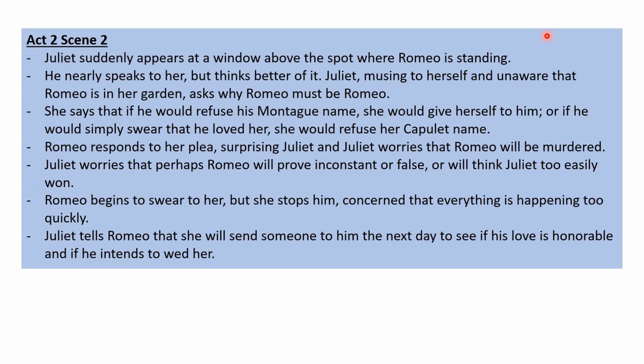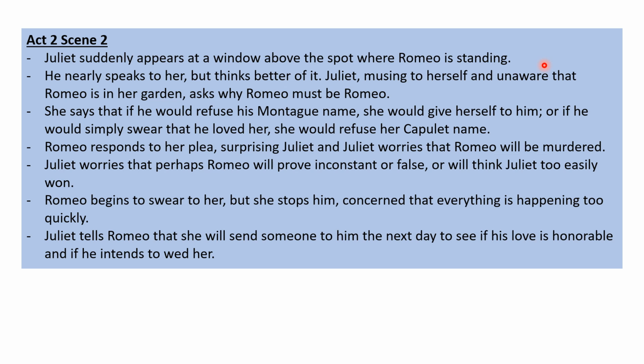So now we're going to look at Act 2, Scene 2 and see a very different attitude towards love and a very different use of language to present love. In this scene, it's the famous balcony scene. I'm sure you have all heard of some of the quotes that we're about to look at in the next few slides. So Juliet suddenly appears in a window above the spot where Romeo is standing.